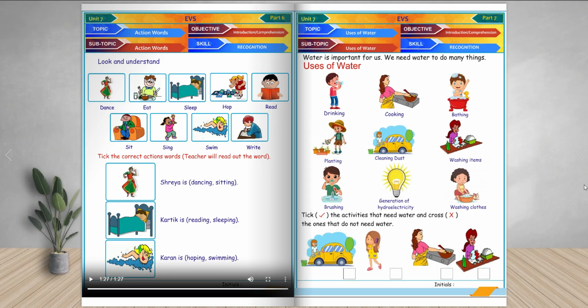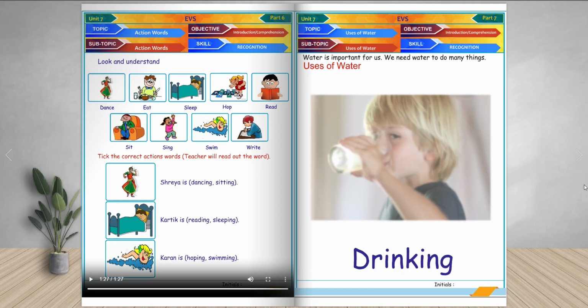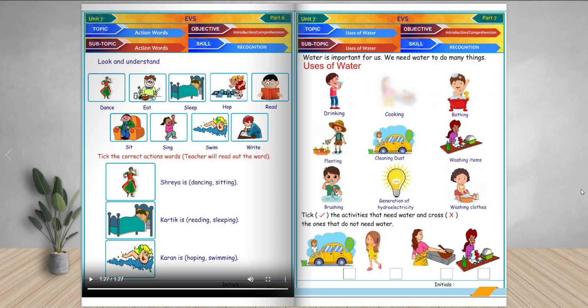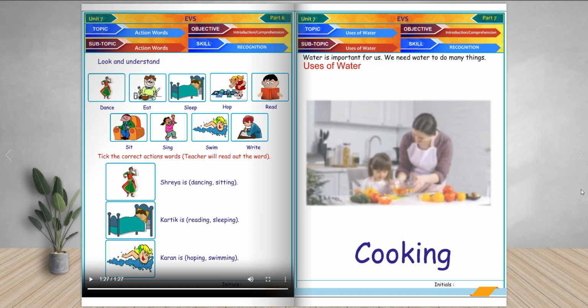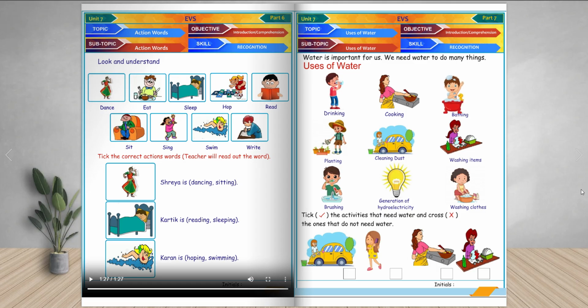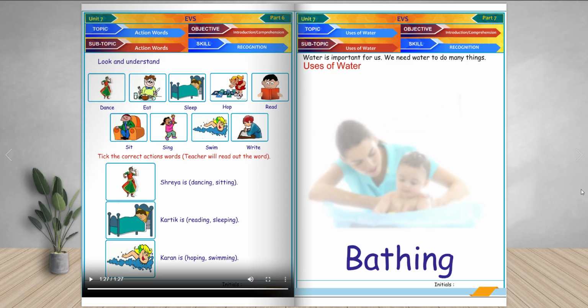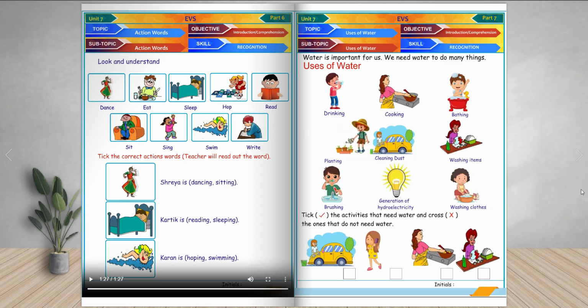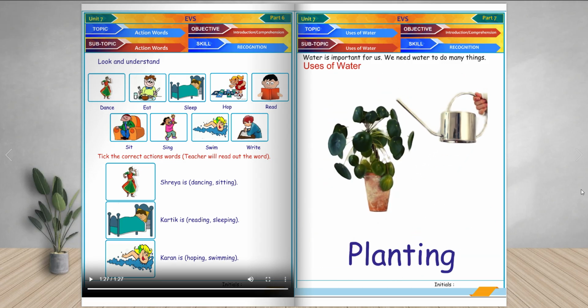Uses of water. Water is important for us. We need water to do many things. Drinking. Cooking. Bathing. Planting.